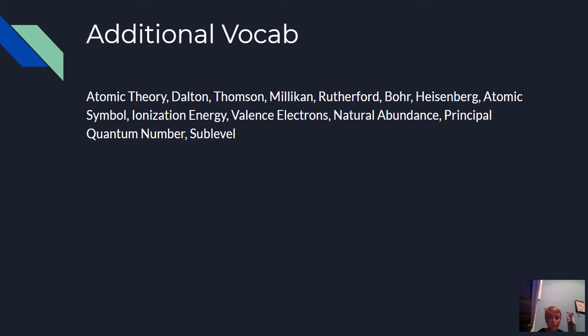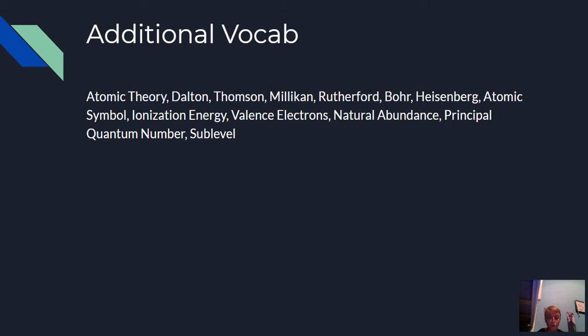Atomic symbol. Abbreviations used in chemistry for chemical elements, functional groups, and chemical compounds. The atomic symbol comes from an element's Latin name. Ionization energy is the minimum amount of energy required to remove an electron. Valence electrons, an outer shell electron that is associated with an atom. Natural abundance, the measure of the average amount of a given isotope naturally occurring on Earth.